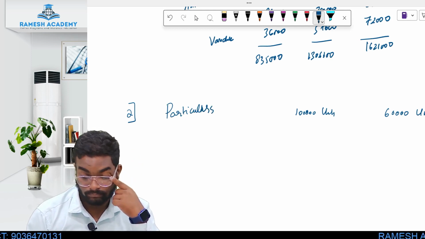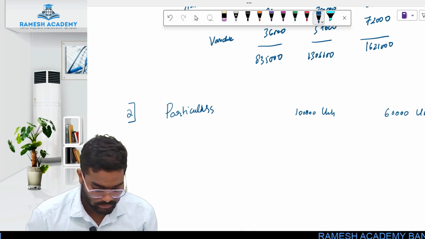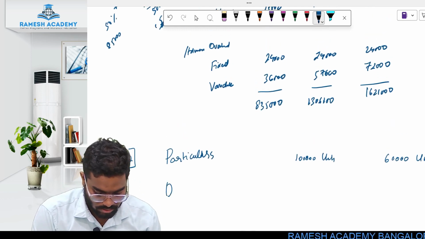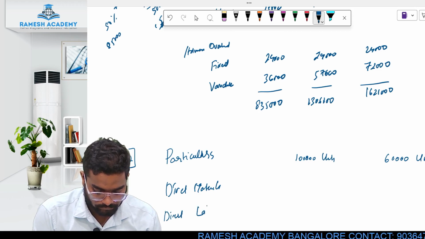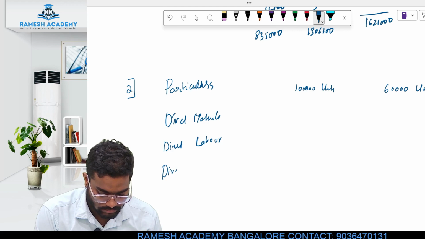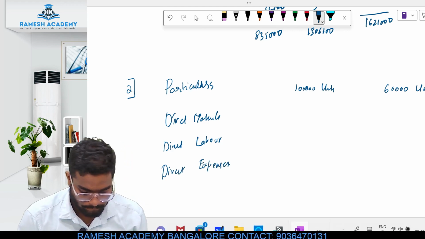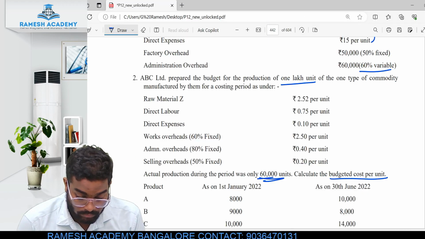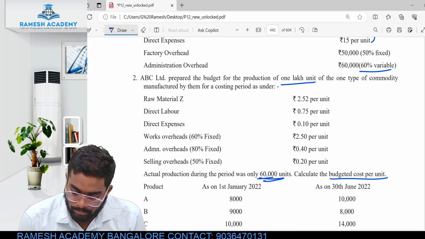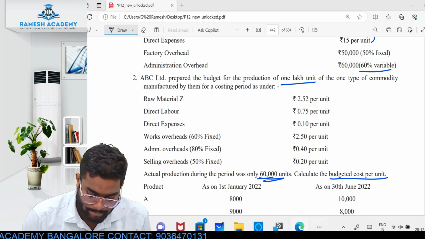First we have the direct materials, then we have direct labor, then we have direct expenses. So direct material is 2.52, 0.75 and 0.1.